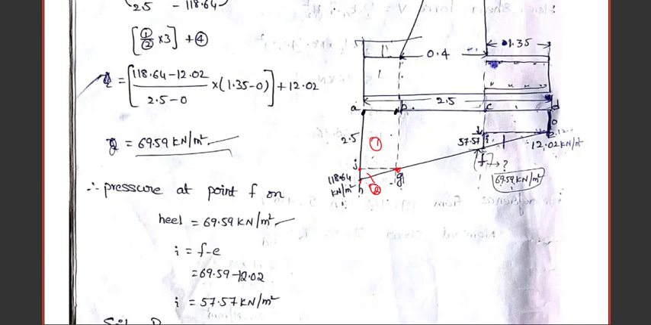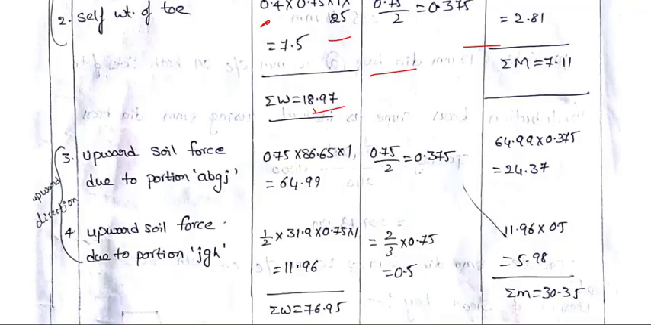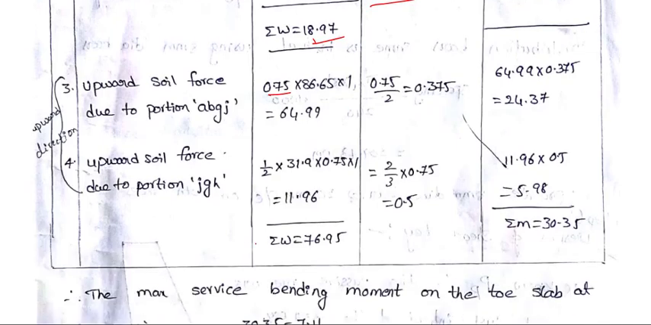For design of heel slab, similarly we need to follow for toe slab. So calculate this one. So what is this? B into H. So what is the breadth? 0.75. What is G value here? G here, okay, 86.65. Okay, so 0.75 into 86.65 into 1, that is 64.99. So load into distance is 24.37.